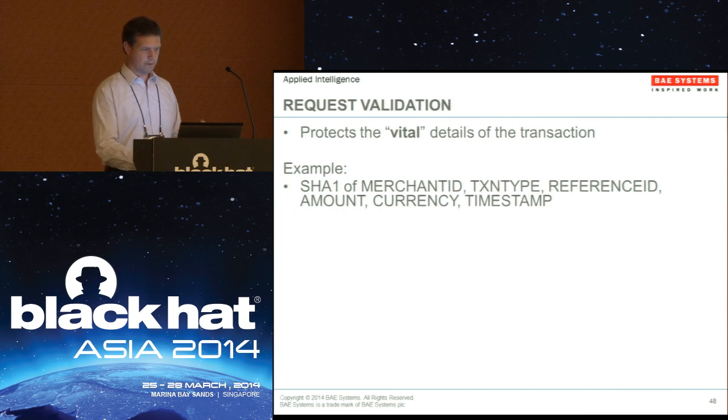So examples of request validation: typically it only protects the vital components of the transaction. The actual URL in a redirect is quite big, and will often contain things like the customer information, transactional data, description of items bought, etc. So they don't hash the whole thing, they just tag the things that they think are important to validate whether or not the transaction is valid, and make sure that they don't change the amount or the currency.